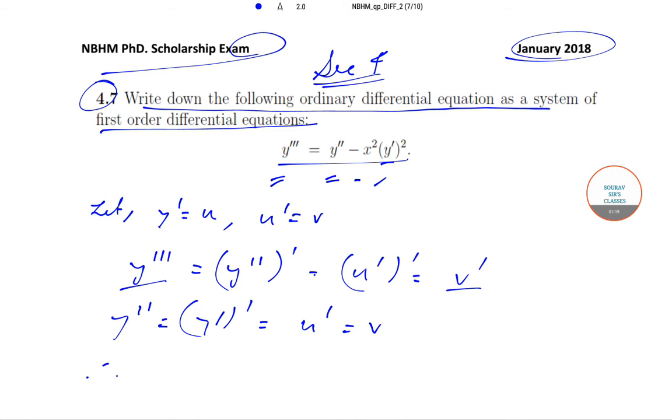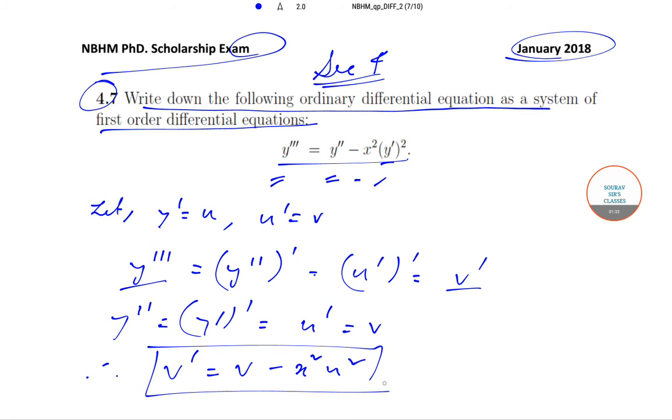So therefore this entire thing comes down as y triple dash is v dash, y double dash is v minus x square, and y dash is basically equal to u square, and this is the first order differential equation system that we are considering.